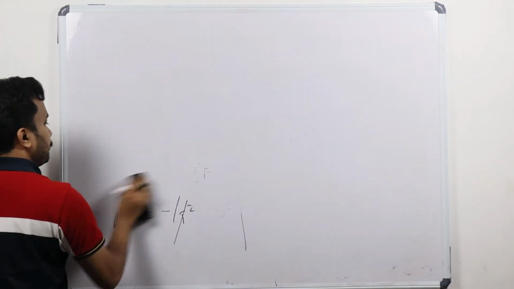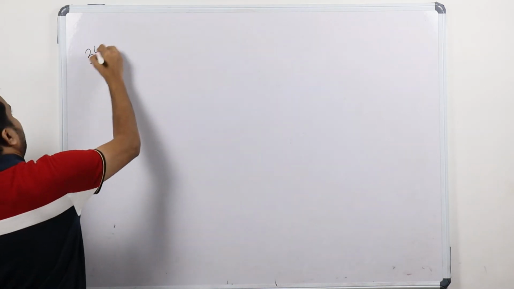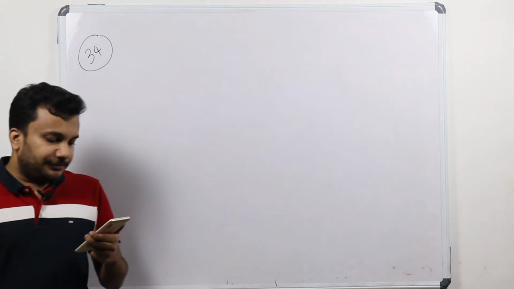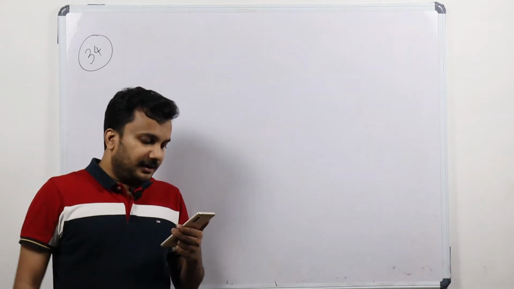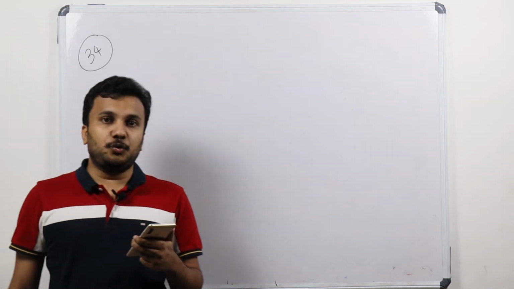We will move to the next question, question number 34. Turpentine oil is flowing in a capillary tube of length L and radius R. Pressure difference between the two ends of the tube is P.